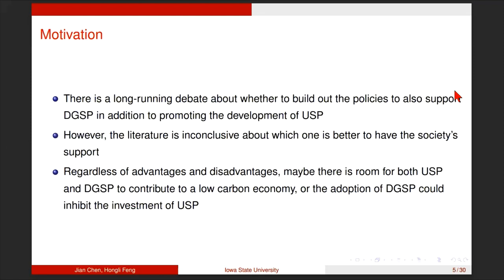So there is a long-running debate about whether to build up policies and incentives to also support DGSP in addition to promoting the development of USP. However, existing literature is inconclusive about which one, USP or DGSP, is better for society to support. Maybe there is room for both USP and DGSP to contribute to a low carbon economy for the United States, or maybe the adoption of DGSP could inhibit the investment in USP, which is more cost effective in reducing greenhouse gas emissions compared with DGSP.